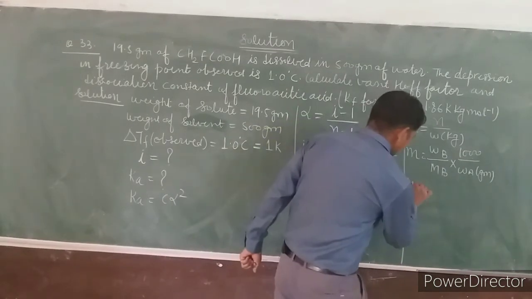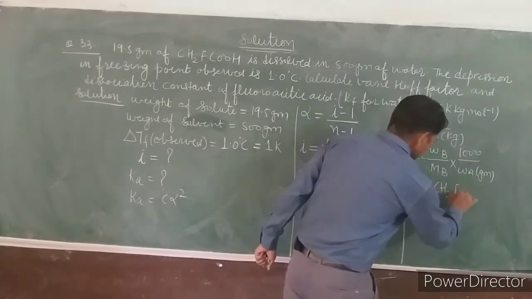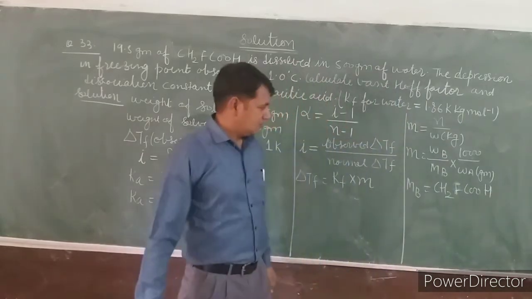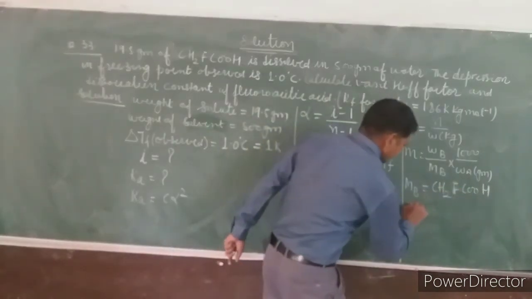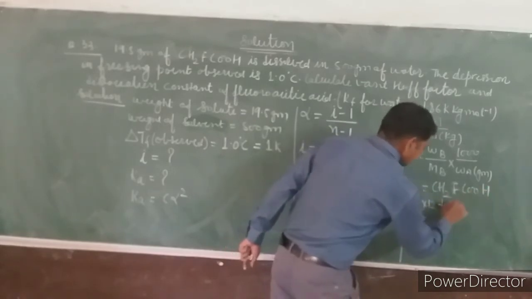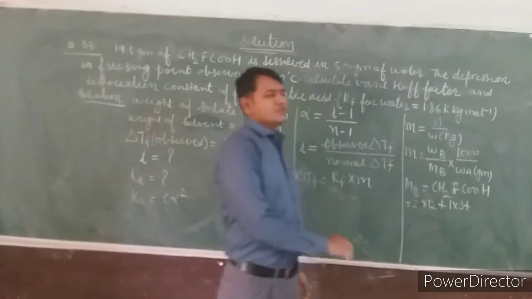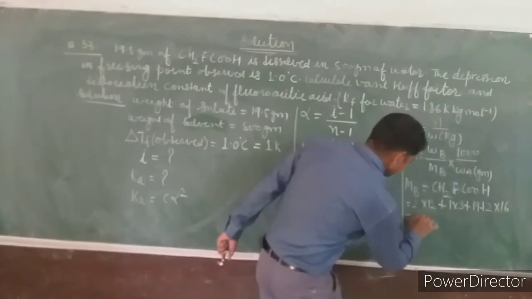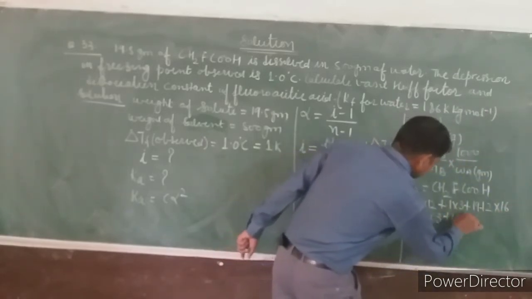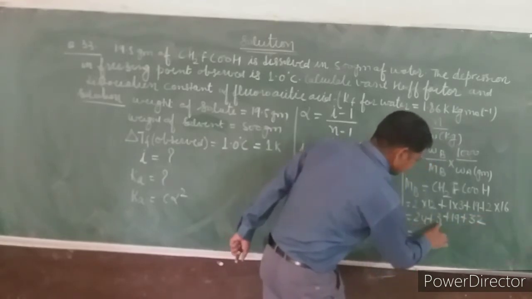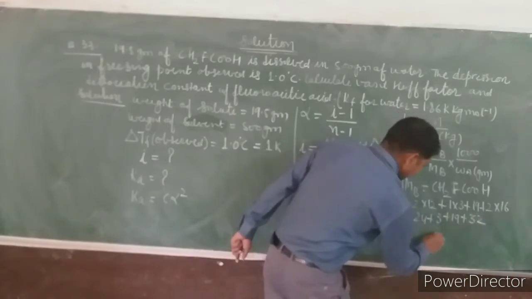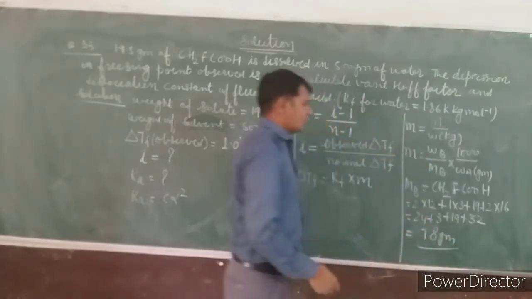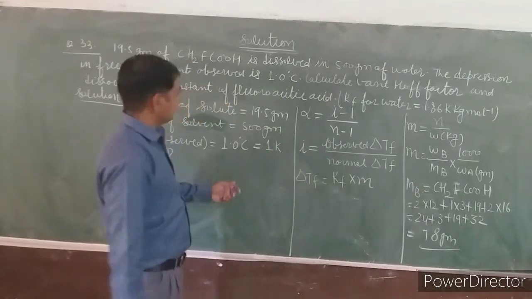So for the calculation of mb, it is clear from the formula CH2FCOOH. Carbon 2 there, so here it will be 2 into 12, plus hydrogen 3 there, 1 into 3. Fluorine, the atomic mass of fluorine is 19. So it is 19 plus 2 oxygen atoms. So it will be here 24 plus 3 plus 19 plus 32. That is 78 grams. So the molar mass of fluoroacetic acid is 78 grams.